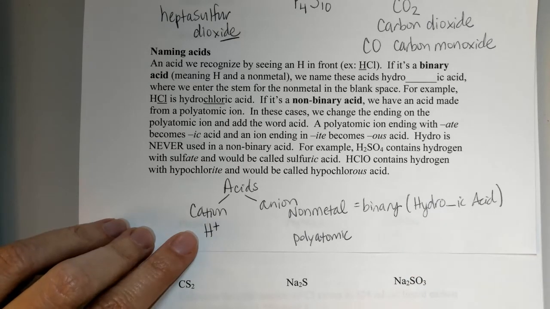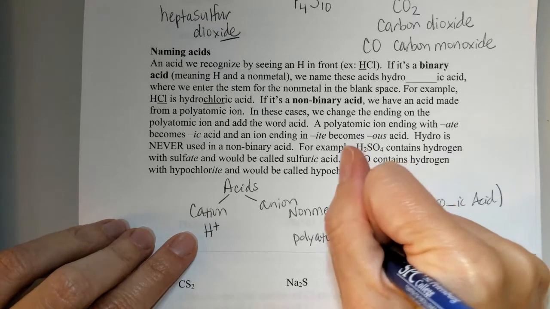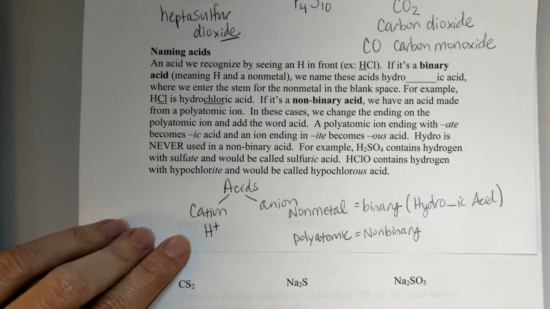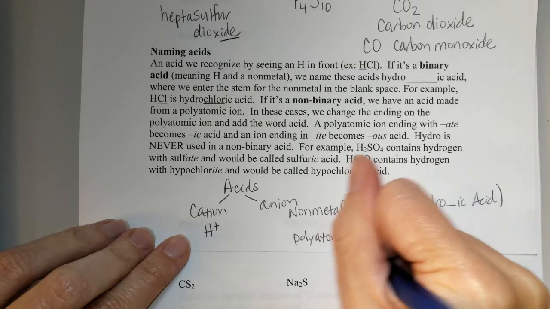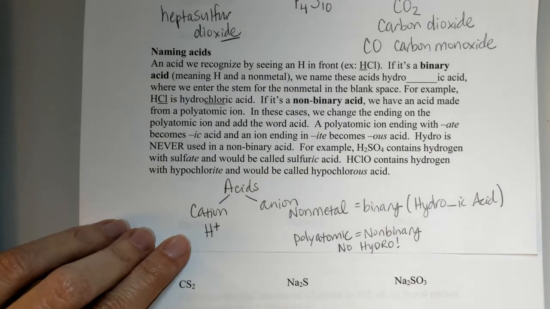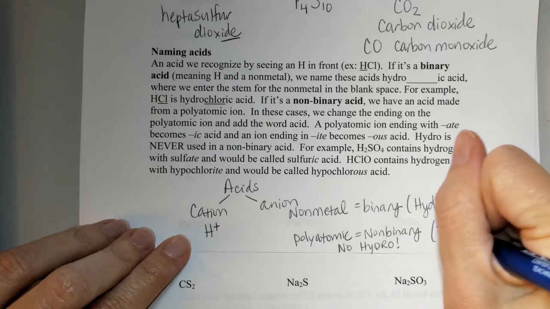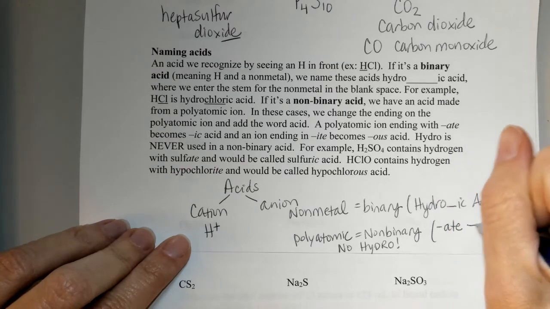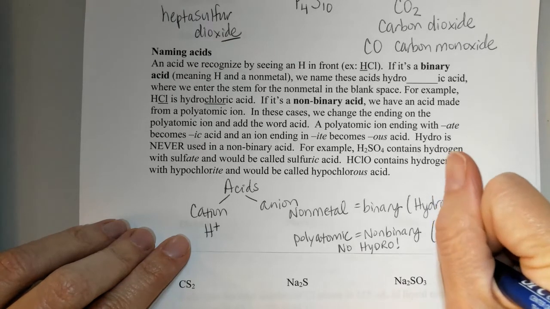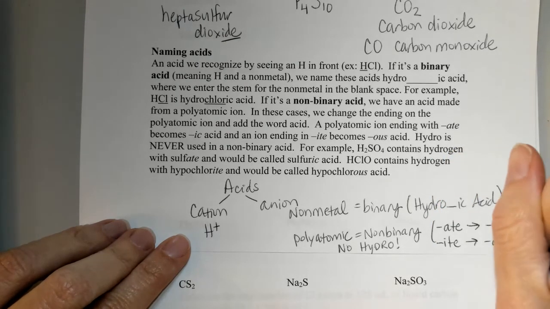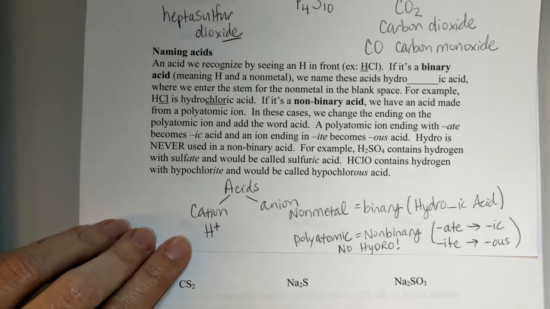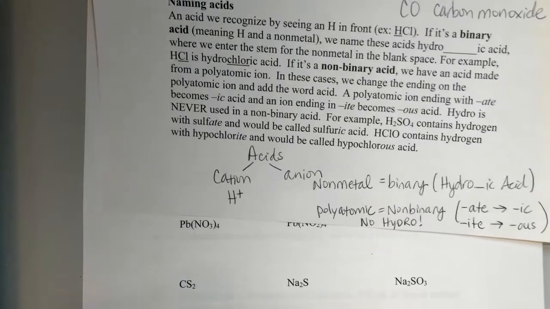If a hydrogen is partnered with a polyatomic, now this is non-binary. It's going to be more than 2 elements. And now what we want to make sure and remember is do not use hydro when it is a non-binary acid. Instead, if the polyatomic ion ends in ate, we change ate to ic and add the word acid. If the polyatomic ion ends in ite, we change ite to ous and add the word acid. All right, so that's how we handle acid nomenclature.